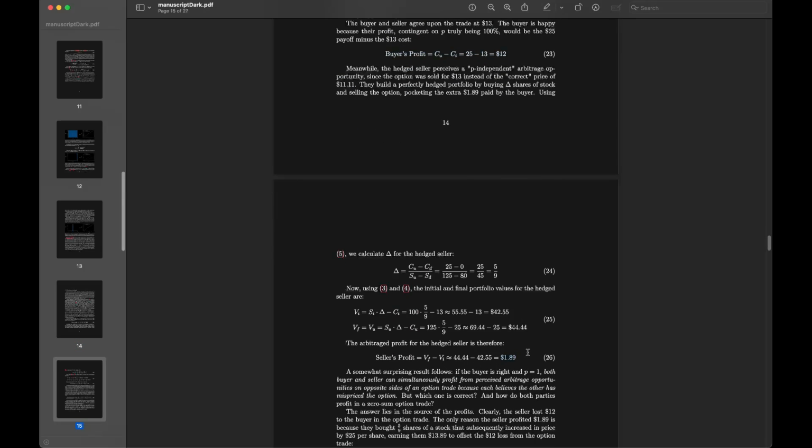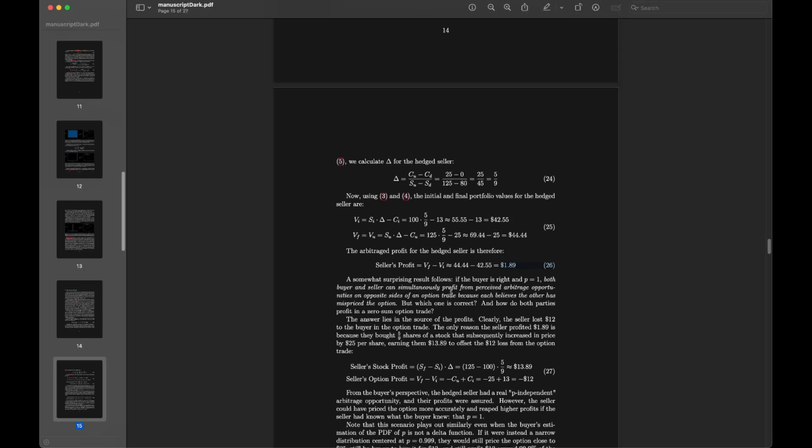The seller thinks he's got a $1.89 arbitrage opportunity. The buyer has a $12 arbitrage opportunity. So they're both simultaneously profiting from arbitrage opportunities, except the buyer's is what I call P-dependent arbitrage, and the seller's is a P-independent arbitrage, kind of the classical arbitrage that they're talking about when they make the no arbitrage assumption.